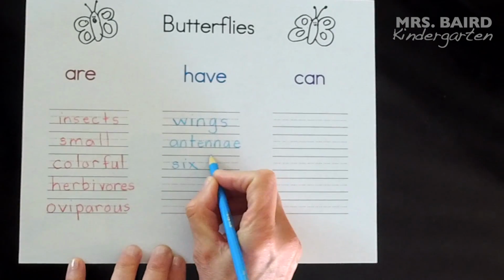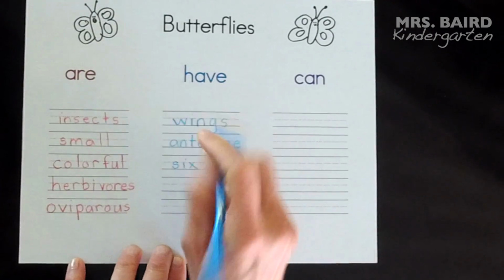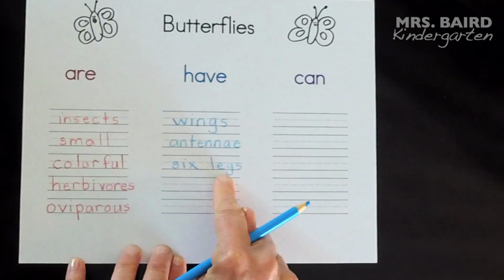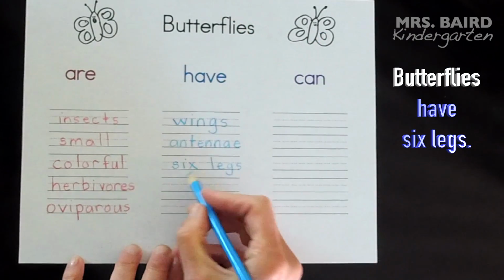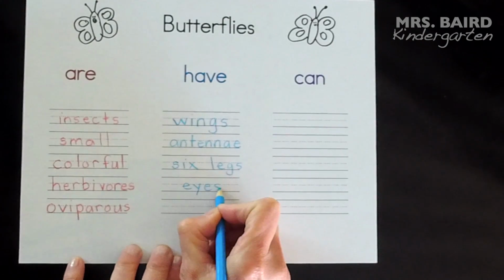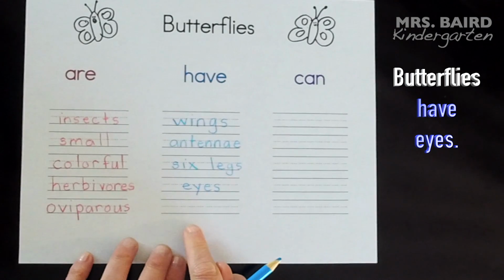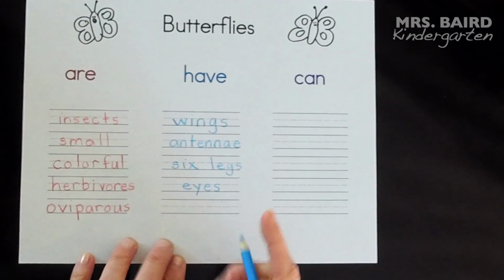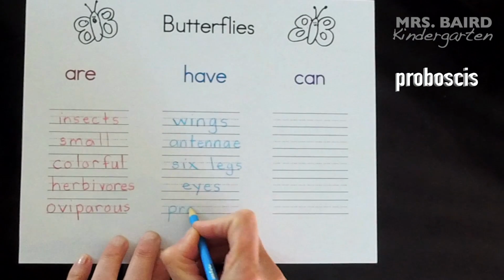They are insects, like you heard earlier. Butterflies have, how many? 6 legs. So butterflies have 6 legs. Butterflies do have eyes to see with. So I'm going to write that as well. Butterflies have eyes. Now, the mouth on a butterfly is called a proboscis.